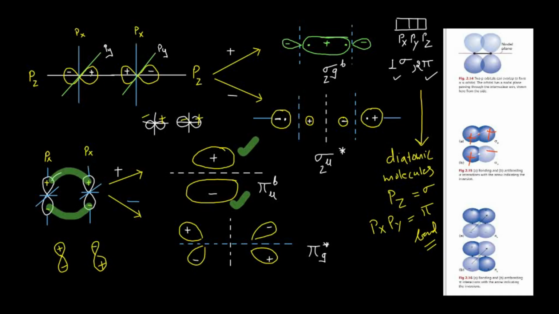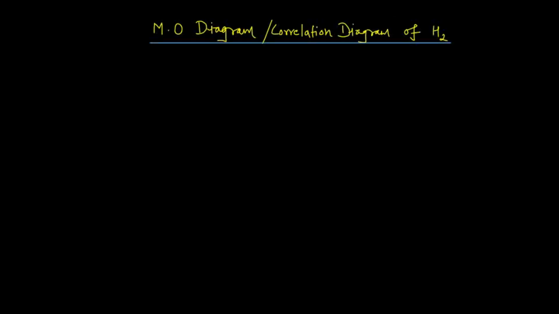So I hope this is very much clear to you, right? So now I am moving to construct the energy diagram, or a correlation diagram, or the molecular orbital diagram. I'll start with the very simplest molecule, hydrogen, and then I'll extend this theory to the other diatomic molecules as well. So this is my next slide.